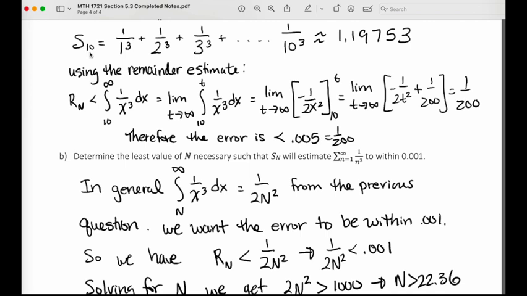Now, if I went out to S11, it would be more accurate, so this error should be smaller, and we would just go through the same process, but instead of using 10, we would use 11 here. And this is a way you can estimate your error.